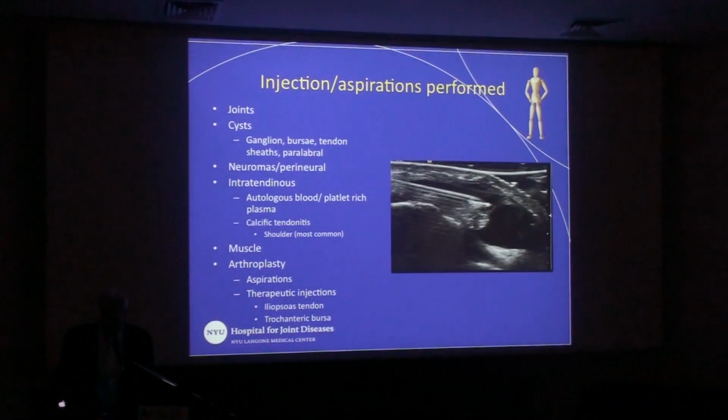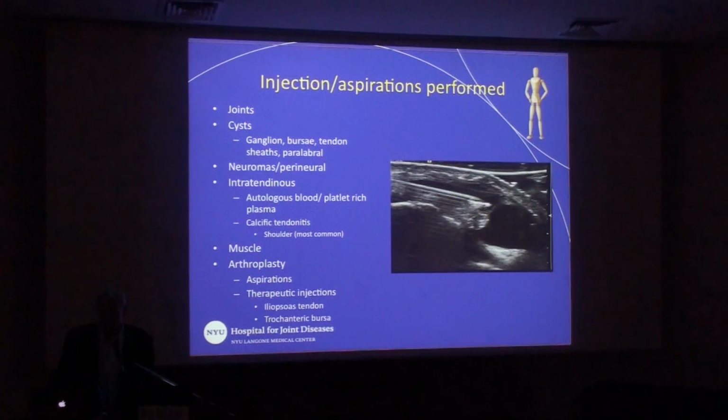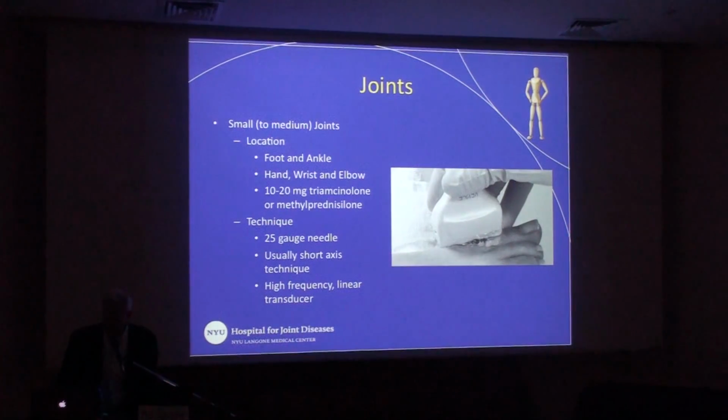So what types of procedures do we do? Well, we do virtually everything on ultrasound. Joints, and in fact, I've converted some of my colleagues at NYU so that they're using more and more ultrasound. Even Leon's doing more ultrasound these days, which is amazing. So joints, cysts, various types of neuromas or peroneal injections, intratendinous injections, which we'll touch on a little bit, and muscle and arthroplasty, just simply to give you a few examples, and we'll talk about that in the remaining time.